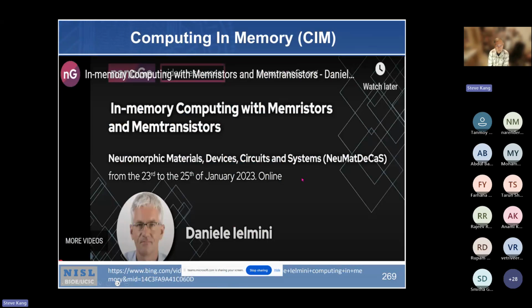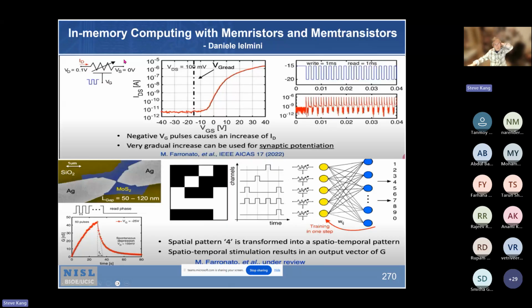Now, Professor Daniele Ielmini in Italy has given lectures on in-memory computing with memristors and mem-transistors. I think in the first or second lecture, somebody asked about the mem-transistor. So I will illustrate his use of a mem-transistor, and you will see what the potential trouble for the mem-transistor is. So here, this is a mem-transistor.